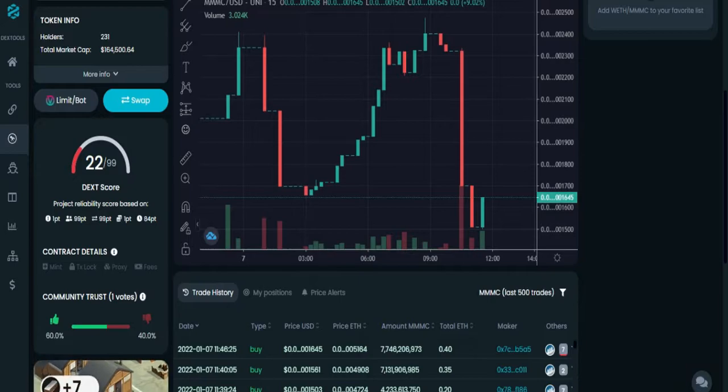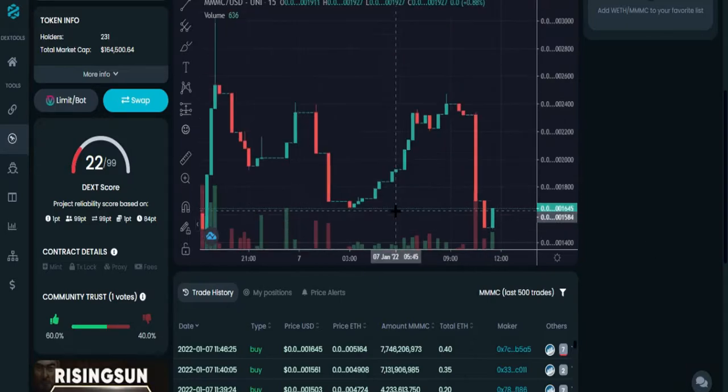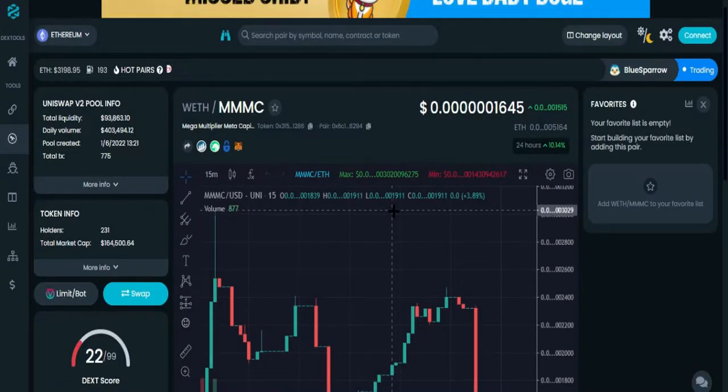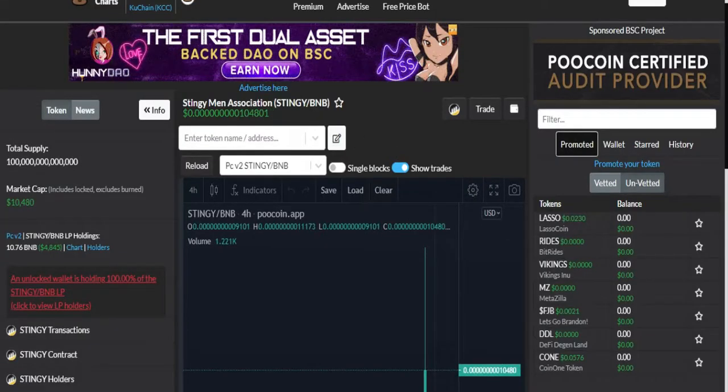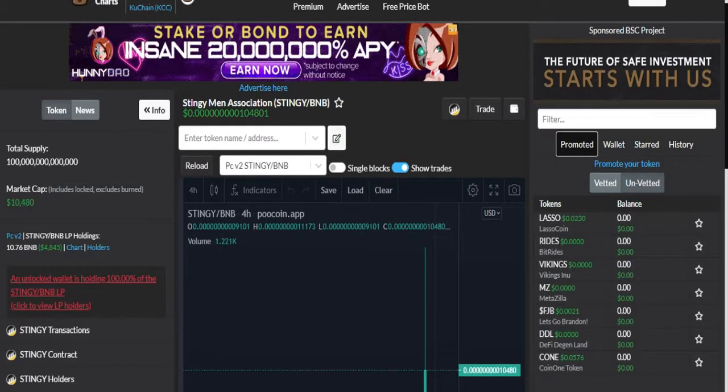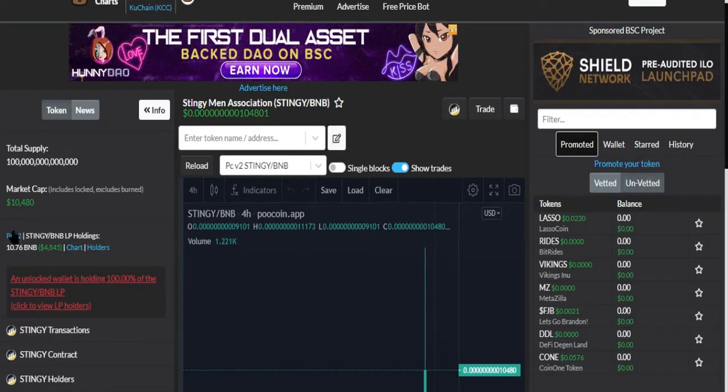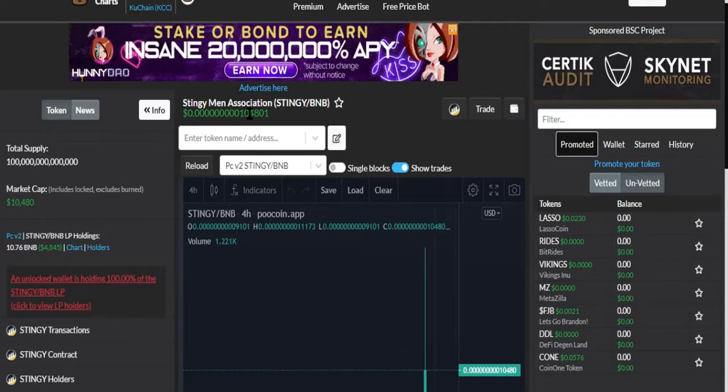So this is one of the sites that you guys can use. I really love Dex. I use Dex in comparison to other sites also. The other site I also use, guys, is the other site called, we all know it, PooCoin. PooCoin has the same thing. It has tokens that have just come out, like this one right here, Stingy Men Association. I was looking at this.